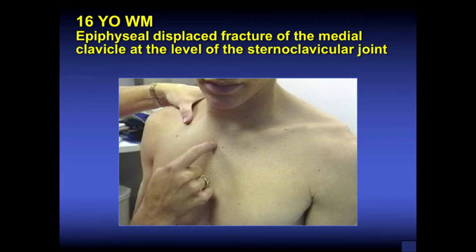This is a 16-year-old who had a medial epiphyseal fracture of his clavicle. He wasn't really dislocated at his sternoclavicular joint, but you can see the prominence of the medial clavicle on the right. Significant structures can be injured if there's a posterior dislocation or if we do surgery. It's very difficult to stabilize the saddle joint.